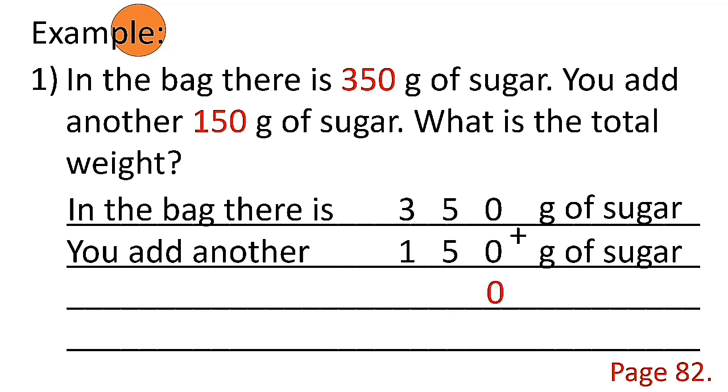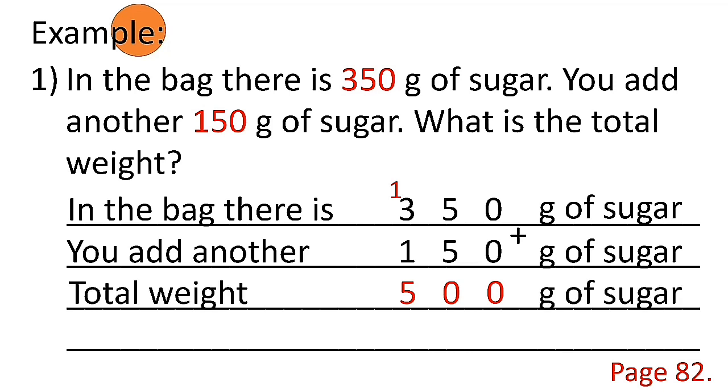And 0 plus 0 is 0, 5 plus 5 is 10, bring down 0, carry 1. 3 plus 1 is 4, plus 1 is 5. So the total weight is 500 grams of sugar. Our answer here is 500 grams.